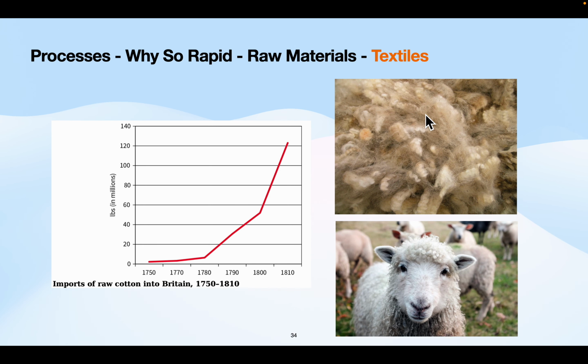Textile raw materials: cotton and wool. Cotton was imported. Britain didn't grow it at home, and it rocketed in importance as mechanization drove prices down and demand up. Wool was mostly domestic. It grew steadily, but not as explosively as cotton.